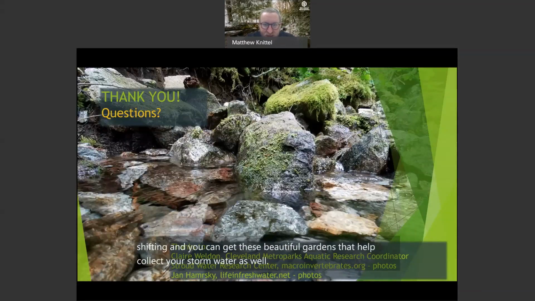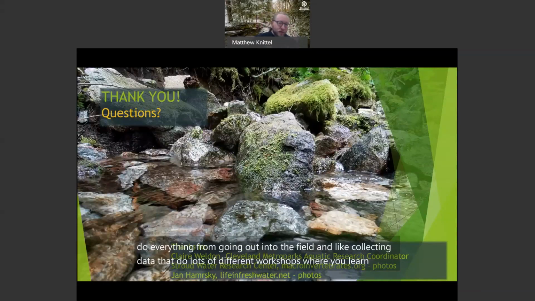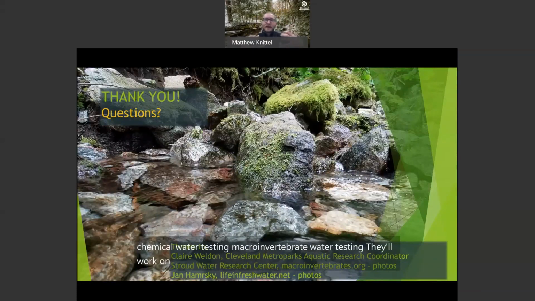Just became a volunteer. Excellent, awesome. What do the Watershed Program volunteers do, and are they accepting volunteers at this time? So the Watershed Volunteer Program has a whole slew of different opportunities available. So they'll do everything from going out into the field and collecting data. They'll do lots of different workshops where you learn about chemical water testing, macroinvertebrate water testing. You just get a lot of education and training and real life experience. And I believe they're still accepting volunteers.